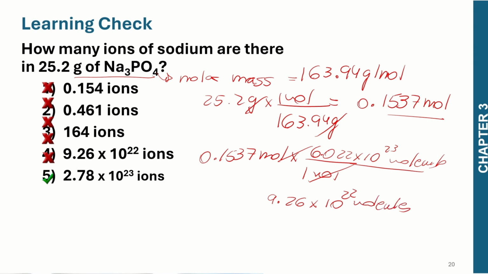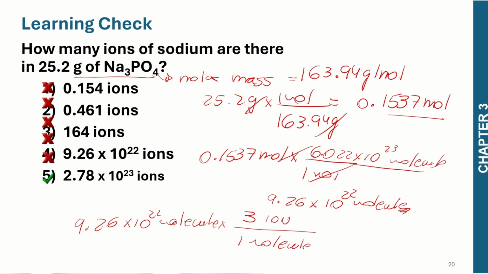Okay, so that's molecules. If you want to know the ions of sodium, remember how you do it from the molecules. I know that in 1 molecule I have 3 sodium ions, right? So we put sodium here, and then we find the number of atoms, which is 2.78 times 10^23 sodium ions. Okay, so that's it.